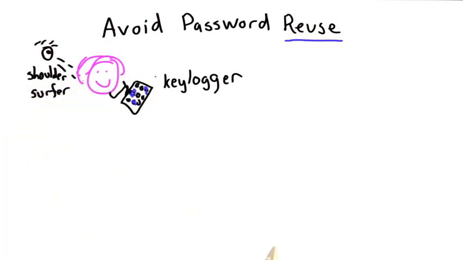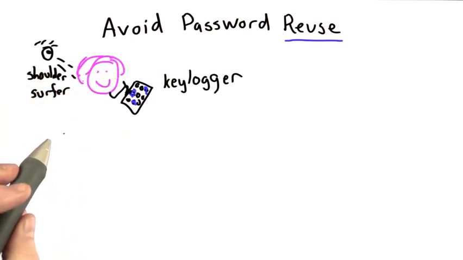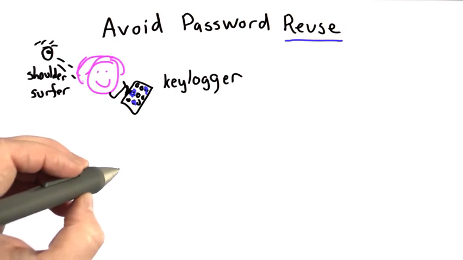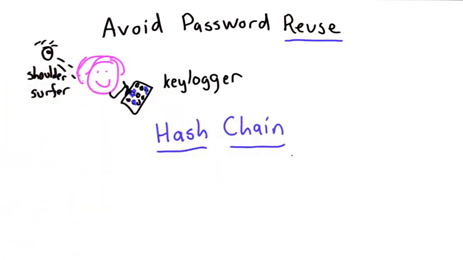The finger smudges start to give an idea of what the password might be. All of these problems stem from using the same password every time she logs in. So we're going to talk about one way to avoid that, which is to use a hash chain. And hash chains have lots of interesting applications.